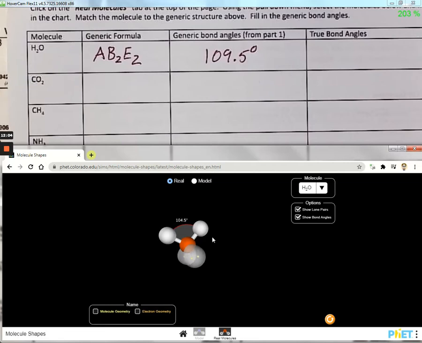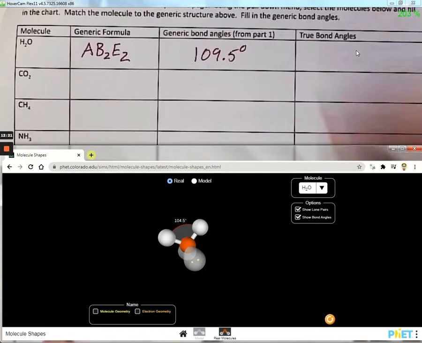So it's a little bit different than what the model would suggest we would find. And that probably has a lot to do with the electronegativity of some of these different atoms that are involved in this molecule. So I'll put that in as my true bond angle up here, 104.5 degrees.